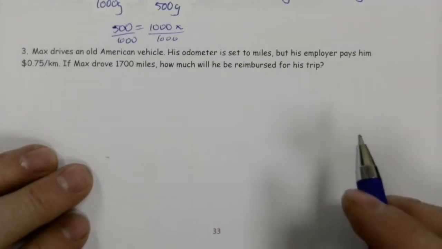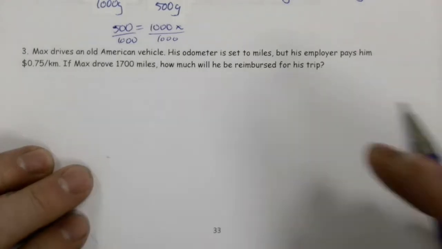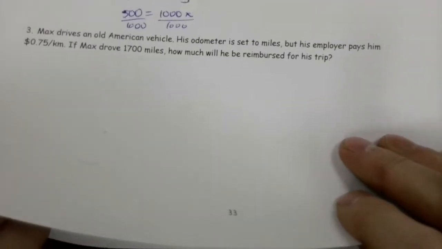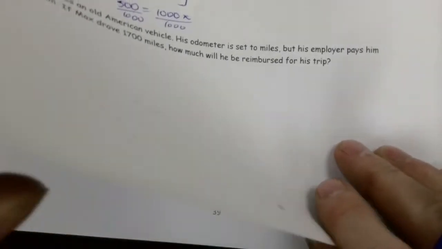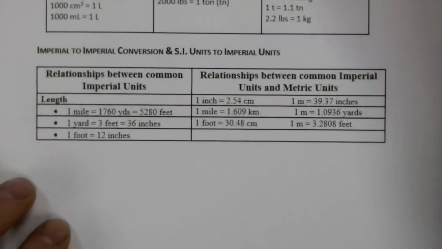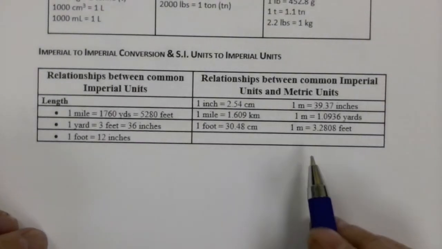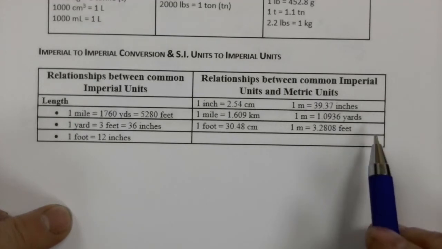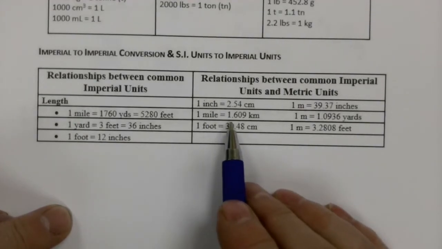Well, what we probably want to do here is convert that into kilometers. Now, I have the conversion sheet right here, and I should have pulled that out immediately. We're looking for miles to kilometers here. 1 mile is equal to 1.609 kilometers.